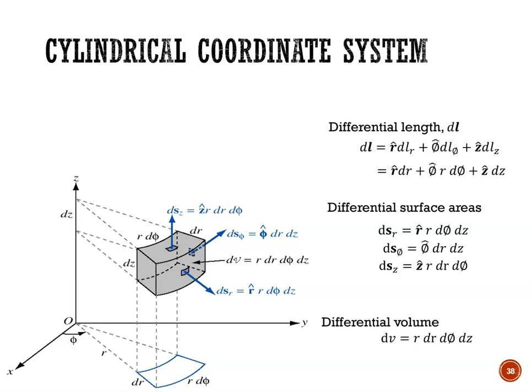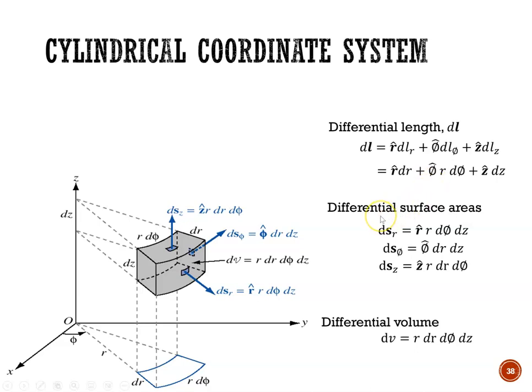Now you have to find out three things, which are the length, the surface area, and also the volume. So this depends on the question that is being asked to you. Whether the question asks you to find out the length, the surface area, or the volume, or even all three. Okay, so here you have the differential length for cylindrical coordinate system, which is equal to r hat dr plus phi hat r d phi plus z hat dz. So notice that you have an extra r here for the phi.